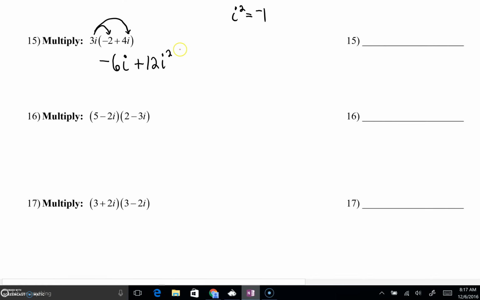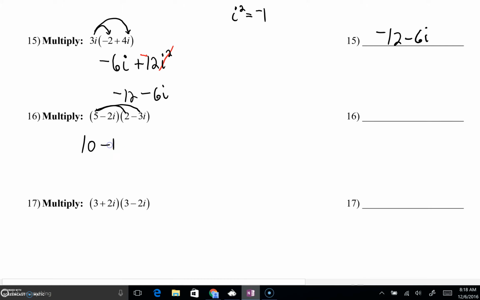Now, we've had a shortcut. Rather than physically replace i squared with negative 1, we've been crossing it out and changing the sign of that number. The reason why we can do that is because negative 1 times a number will just change its sign. What we're going to be left with, if we write our real number first, is negative 12, then we have a minus 6i. If we move on to number 16, if we take 5 times 2, we'll get 10.